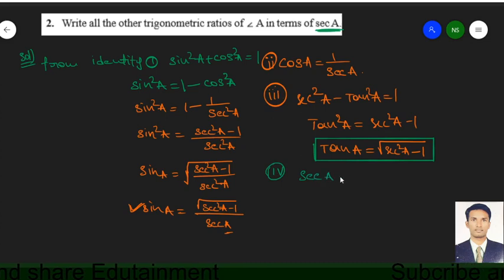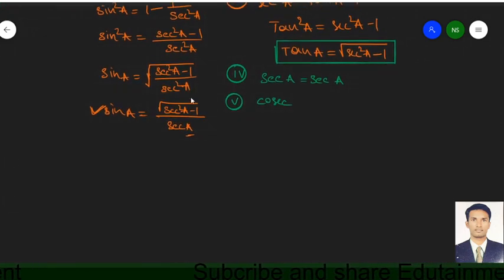Secant A is equal to secant A. Then cosecant, we wanted to write. Okay, so what we can take here actually, yes, we have the identity cosecant square A minus cot square A, which is equal to 1. If we take this, we will not get it, I think. Yes. Let us take the first identity.